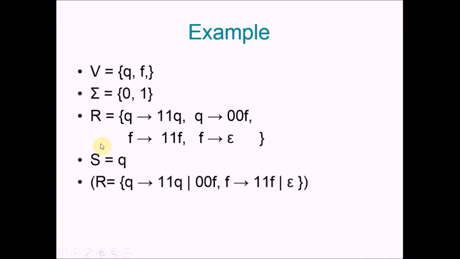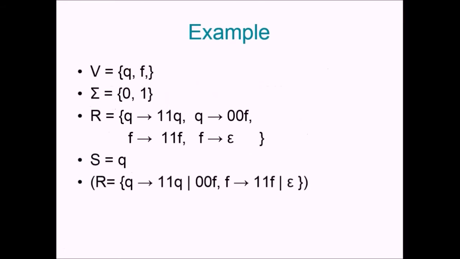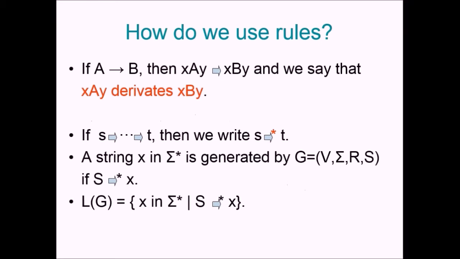And we can simplify the expression using different rules. So finally we get Q to 11Q, 00F, F to 11F, epsilon as the set of rules for this particular grammar, and this becomes our grammar.